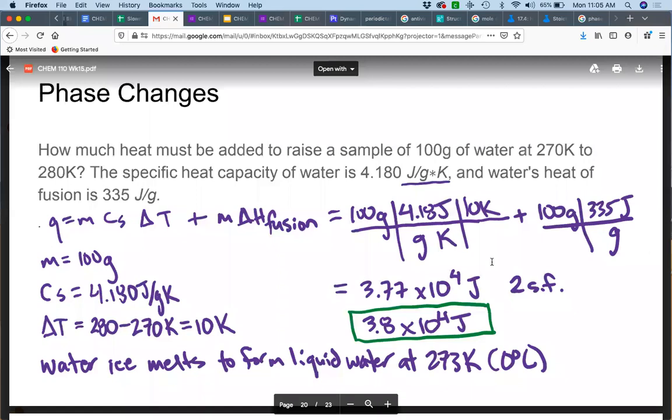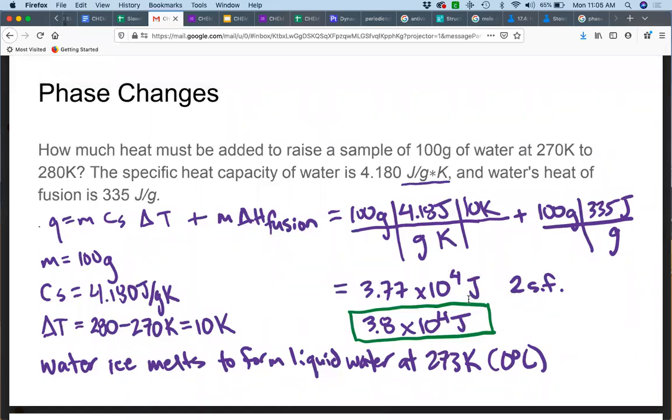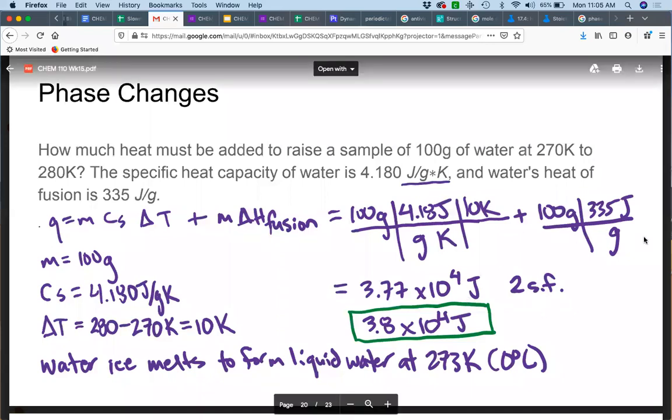So notice units here are joules. That's because I'm talking about the heat that I'm transferring. And again, I want to be attentive to sig figs.